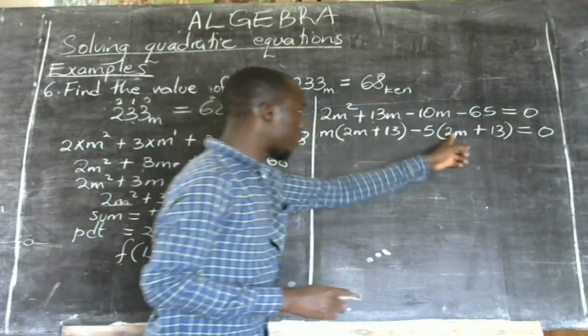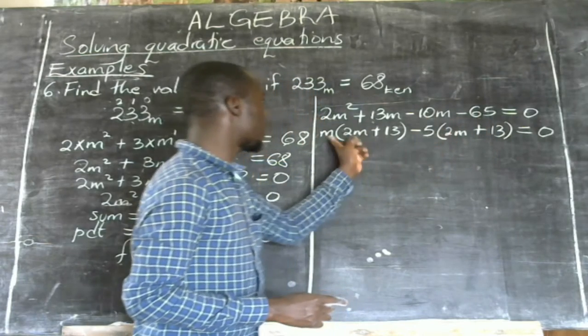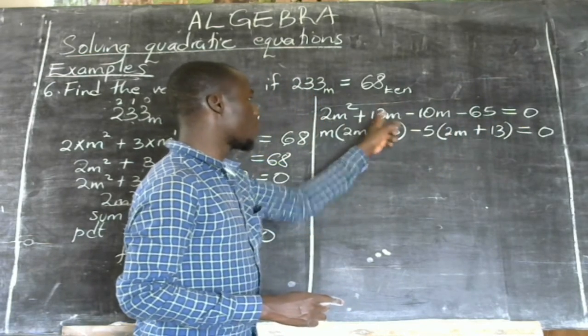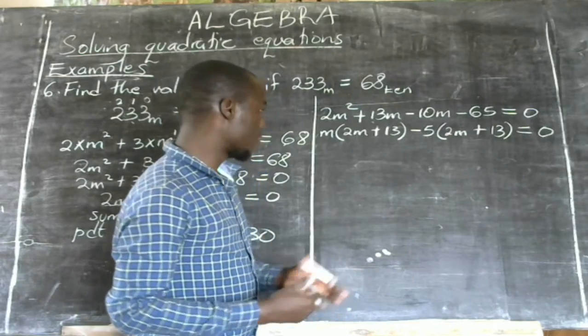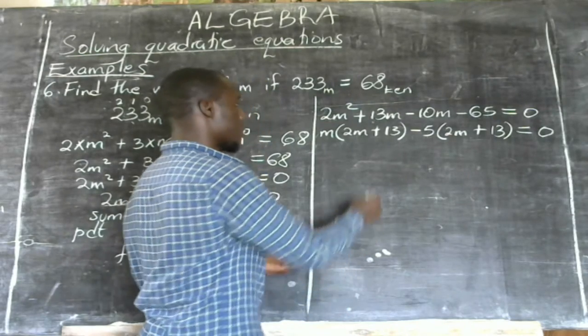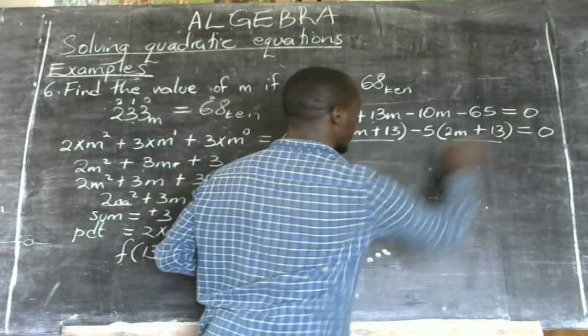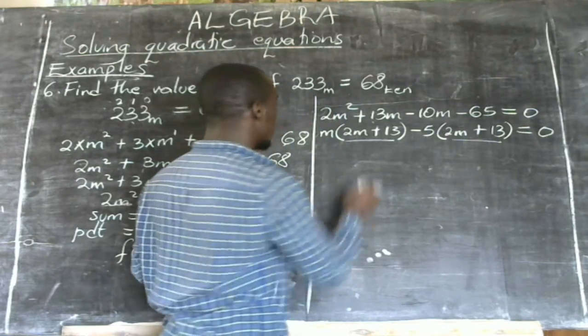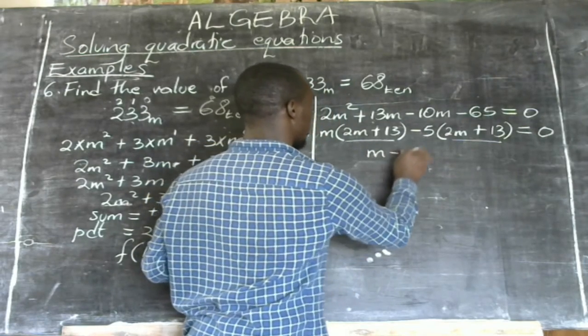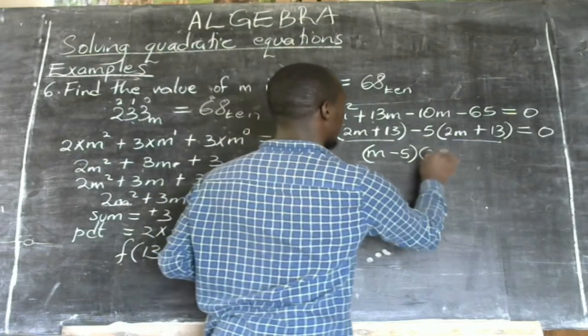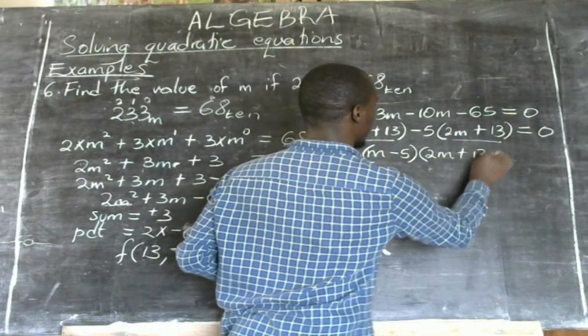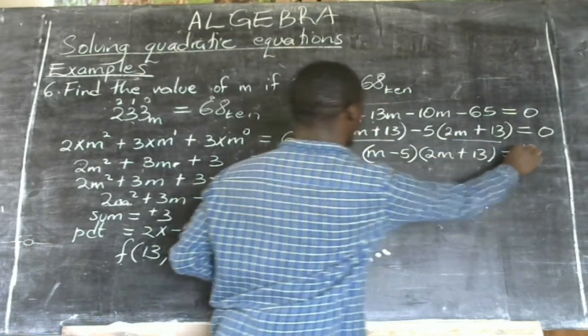When you reopen the brackets, you will go back there. Even here, when you reopen, you go back there. That means that you are on the right track. Then that is the same as that. We need to factorize further. So this is m minus 5 into 2m plus 13 is equal to 0.